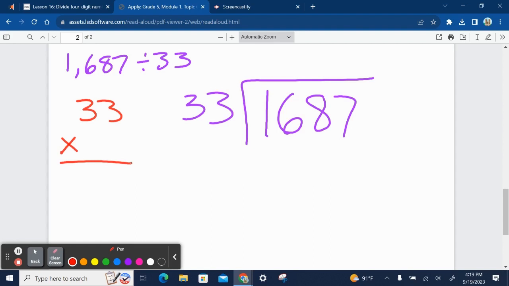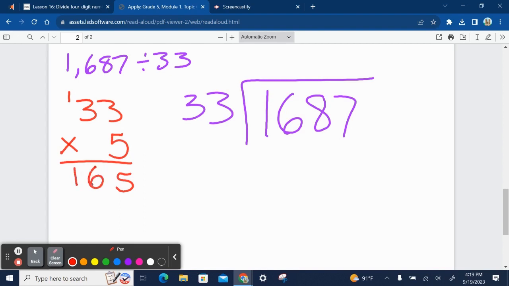So I know that if we count by 3: 3, 6, 9, 12, 15, 3 can't go into 16, but it can go into 15. So I'm going to multiply 33 times 5 and see if I can get close enough to 165. So we're going to write down our 5 and we're going to multiply.